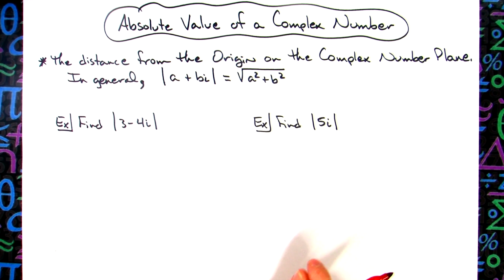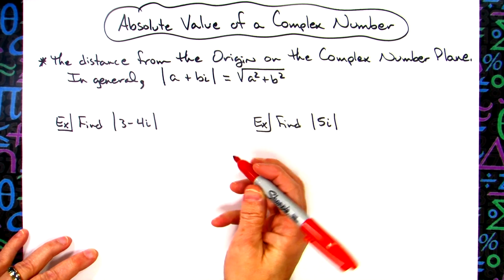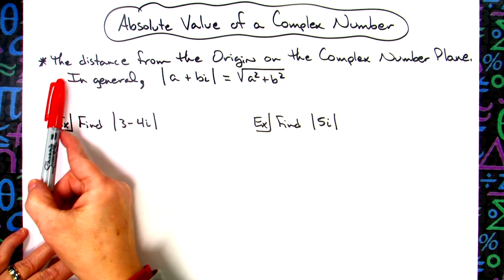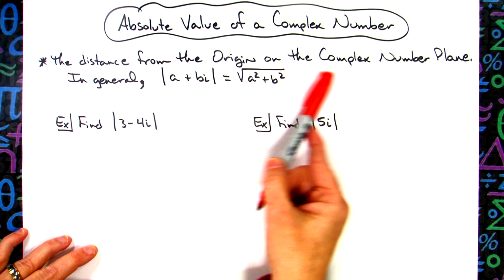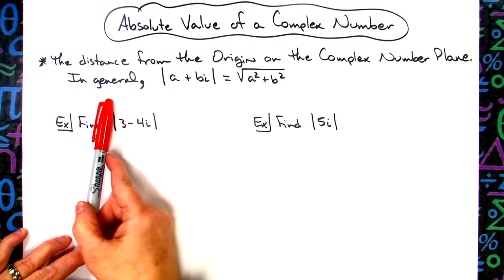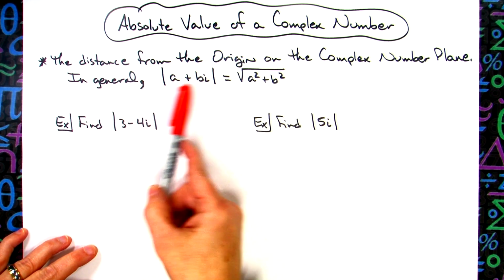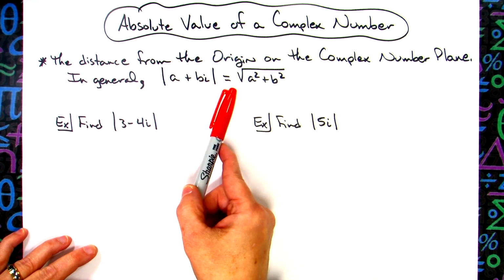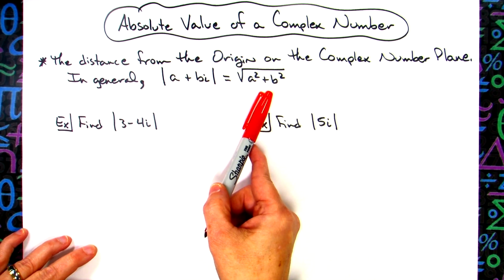In this video, we're going to take a look at finding the absolute value of a complex number. We've got the definition here as the distance from the origin on the complex number plane. And in general, we're going to use the formula: the absolute value of a plus bi is equal to the square root of a squared plus b squared.